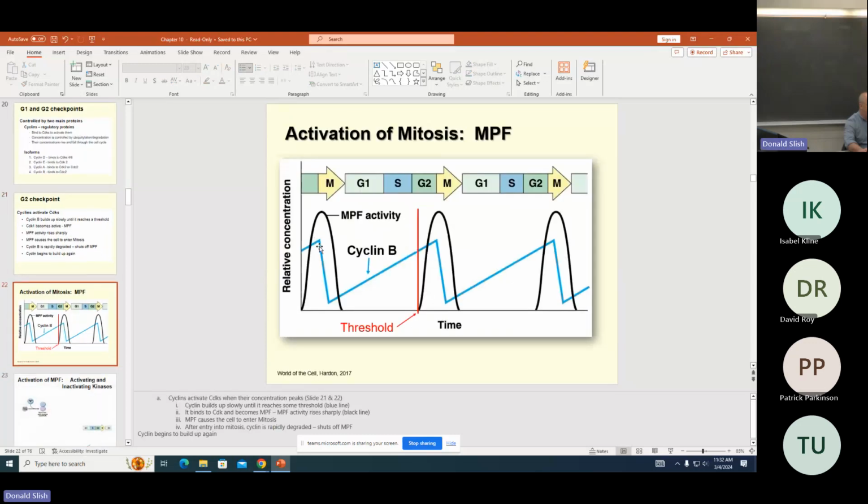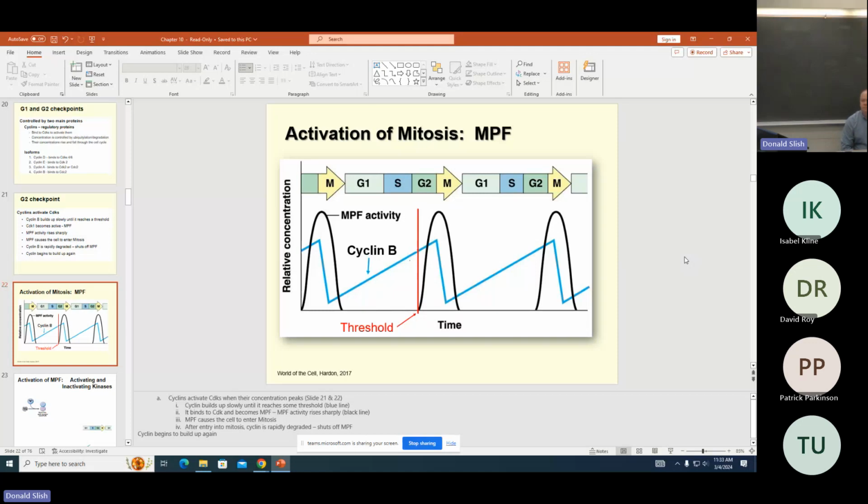So here you look at cyclin B concentration. Here we are in the middle of mitosis. It drops down, and now it's slowly building up, slowly building up, slowly building up, and then suddenly MPF turns on, and MPF turns on really quickly. And then at the peak of MPF, boom, cyclin B drops off. So the question we want to answer then is why is it that this is building up slowly, but then it activates really quickly?